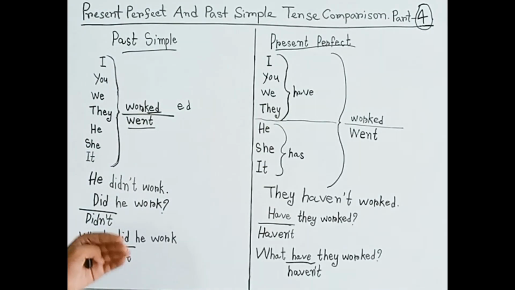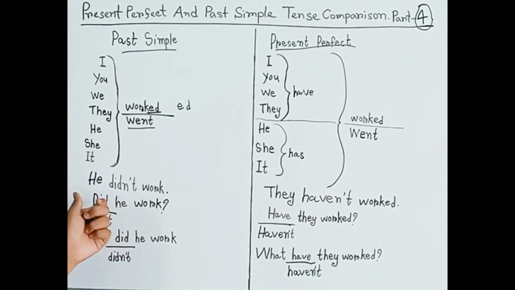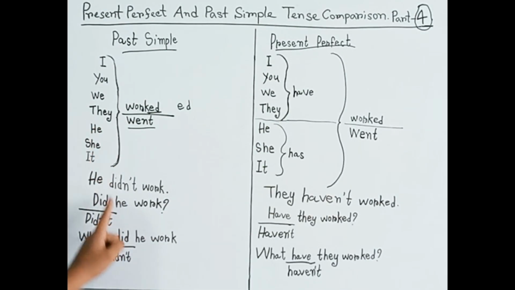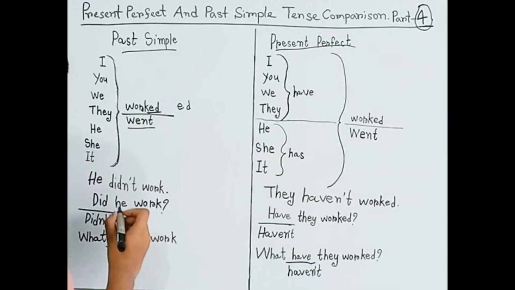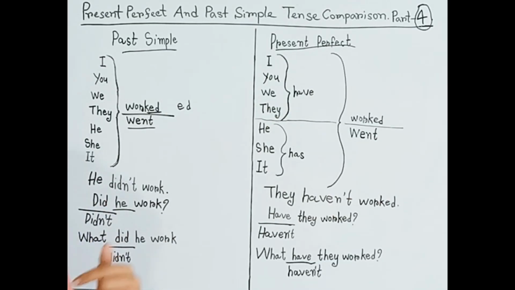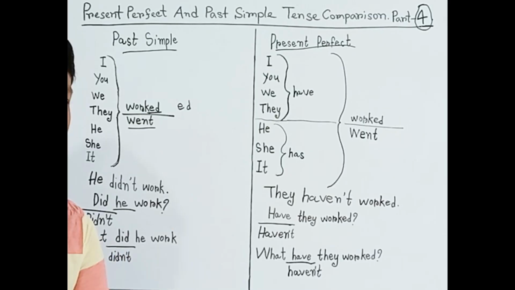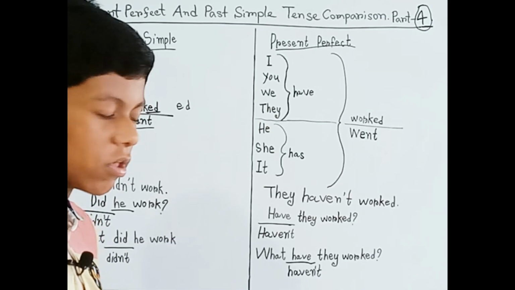We can also say it like this. We have to change the order. We have to add this. Did I work? Did you work? Did we work? Did they work? Did she work? Did it work? Did Arjon work? Did he work? Here, I hope you have got it.